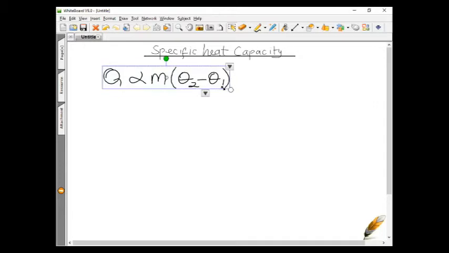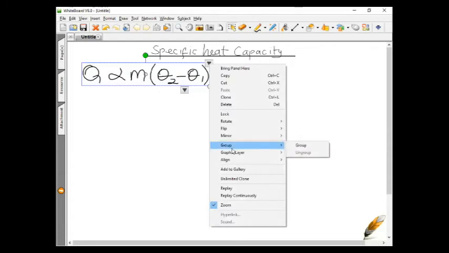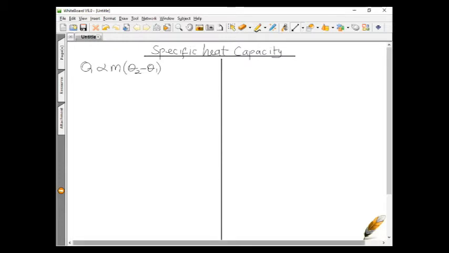Now, looking at this, let's continue. This is quantity of heat which is directly proportional to mass of the object and the change in temperature, which can also be written as Q, the quantity of heat, is proportional to the mass and we call this delta theta, which means change in theta.